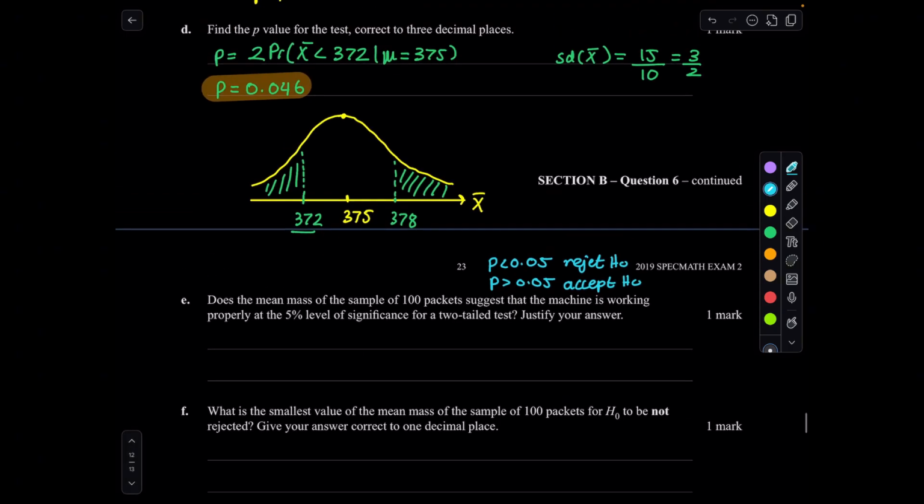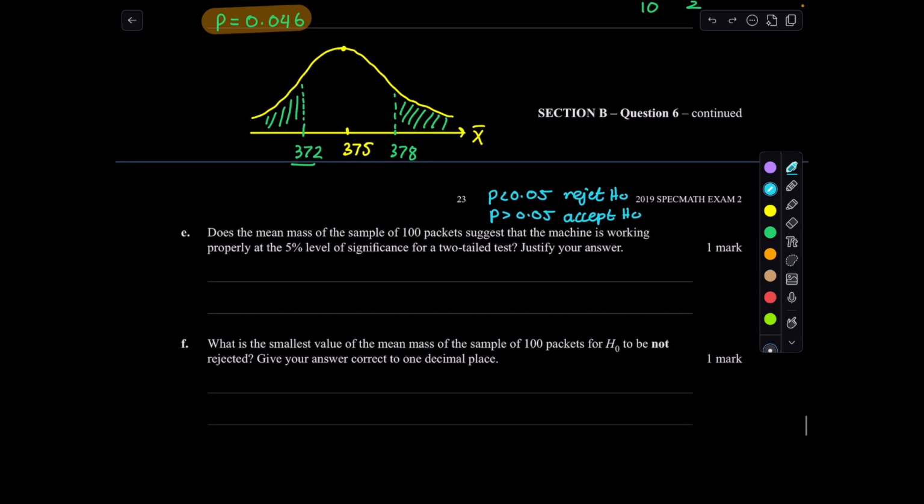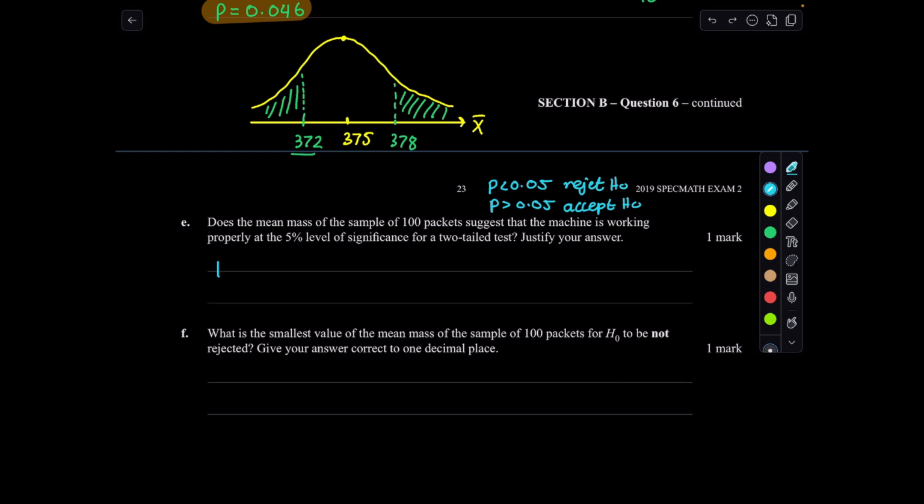In this case, is our p-value less than 0.05? It actually is, which means we can reject the null hypothesis. There's evidence here that the machine is not working properly. So we can say the p-value is less than 0.05, we reject the null hypothesis. Hence, the machine is not working properly.